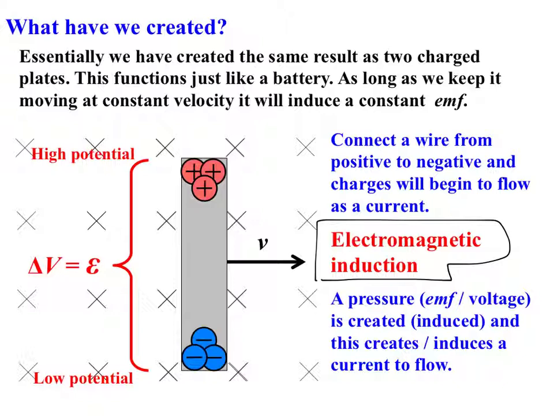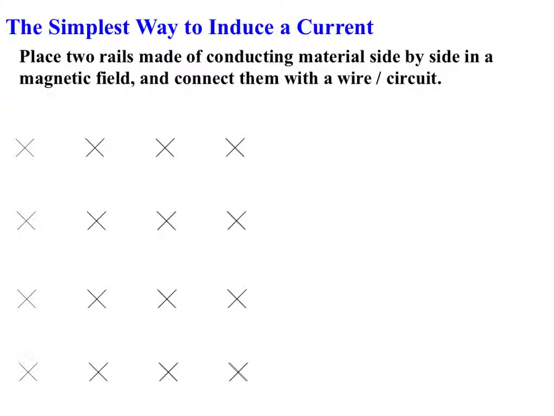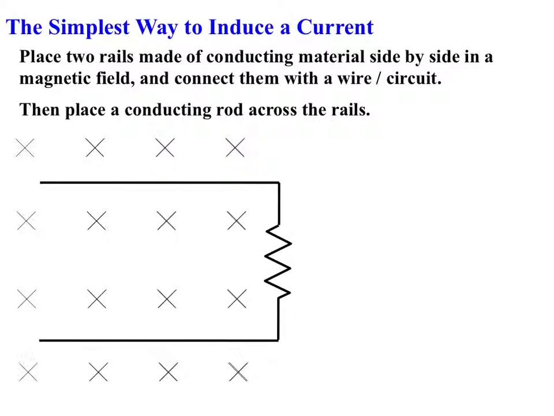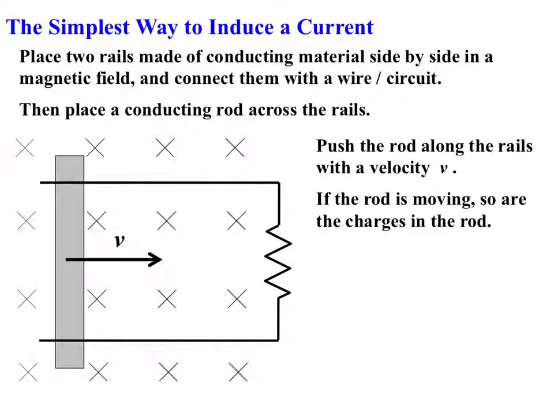And this is a pressure or EMF or voltage which is created or induced, and this creates or induces a current to flow. So let's say that you place two rails made of conducting material side by side in a magnetic field, and then connect them with a wire or circuit. Then place a conducting rod across the rails. Now you can push this rod along the rails with a velocity v.